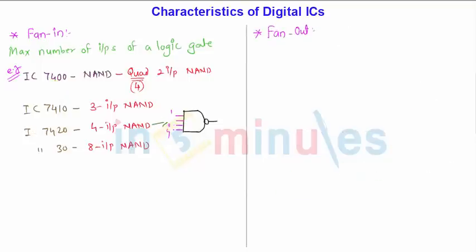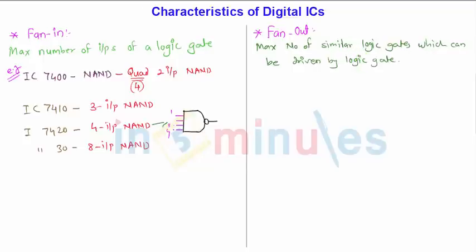The next parameter is fan out. Now what is fan out? Fan out is the maximum number of similar logic gates which can be driven by a logic gate, exactly opposite to fan in. Let us take an example here.